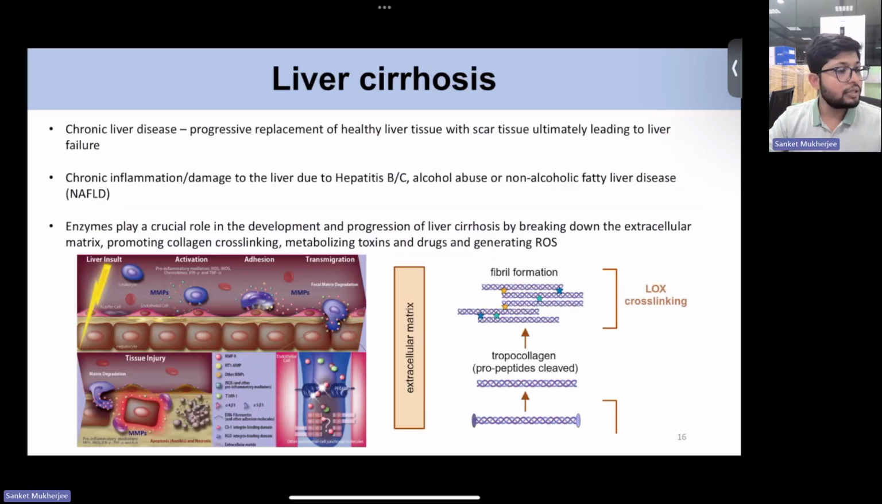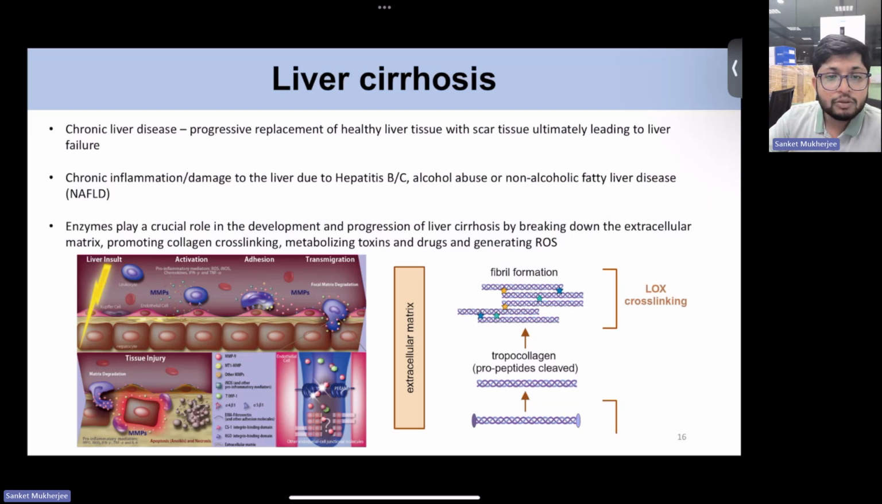So talking about liver cirrhosis, it is a chronic liver disease caused by progressive replacement of healthy liver tissue with scar tissue, leading to liver failure. One of the major reasons behind this is hepatitis B or C infection, which causes chronic inflammation or damage to the liver. There could be alcohol abuse, which causes cirrhosis, very common. And one of the most common ones, which is coming up now, is non-alcoholic fatty liver disease. Very common in India and is an active research topic.